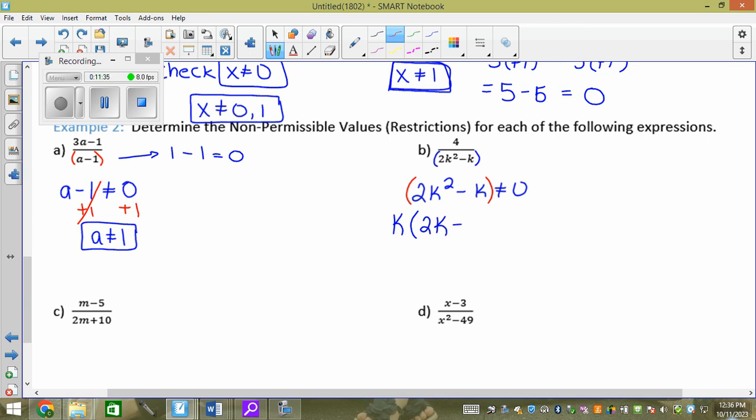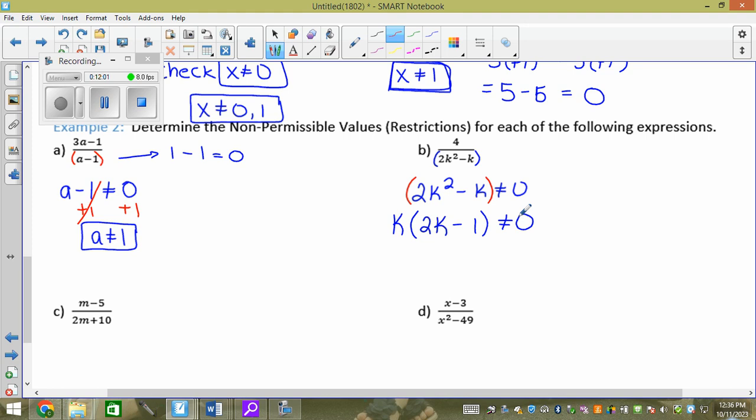Negative 1. Now before I move on, I check out my GCFing to see if I actually did good math or not. I can pretend to distribute it back in and see if I get what I had before. So k times 2k is 2k squared. K times negative 1 is negative k. Did I get back what I had? Yes. So then my GCF is good.